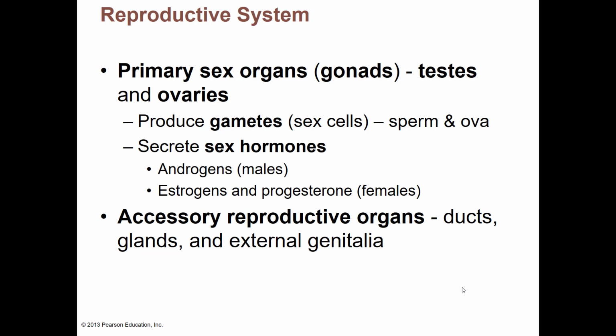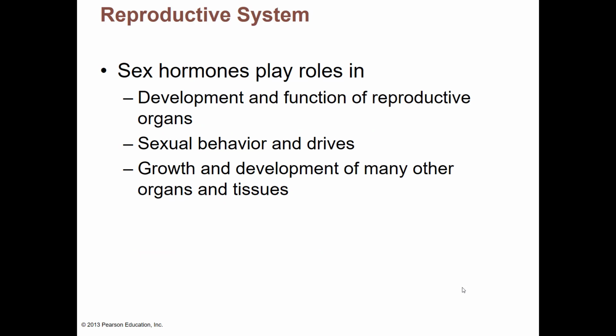So we're going to start off with the male reproductive system, the simpler of the two systems, and we'll talk first about some parts and finish them in lecture. Whether it's female or male, there are sex hormones, such as testosterone, which is the big androgen, estrogen, and progesterone. Those sex hormones play roles in the development and function of your reproductive organs, in sexual behavior and sex drive, and in growth, your whole body growth and the development of other organs and tissues.